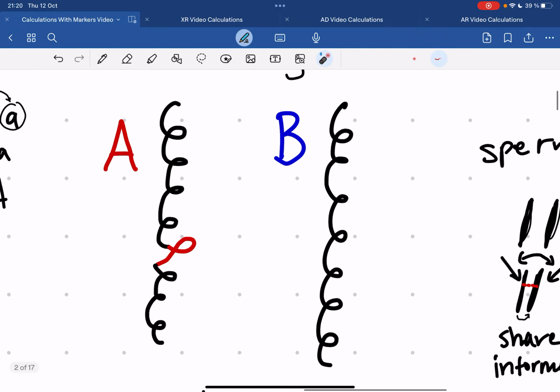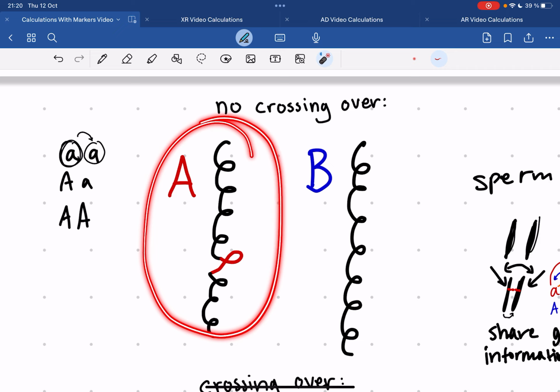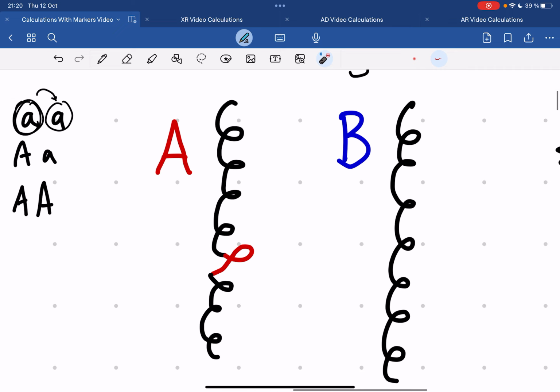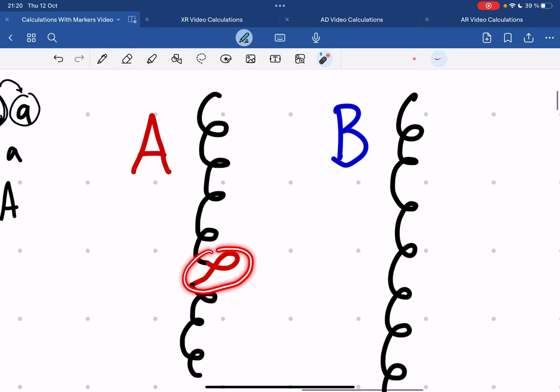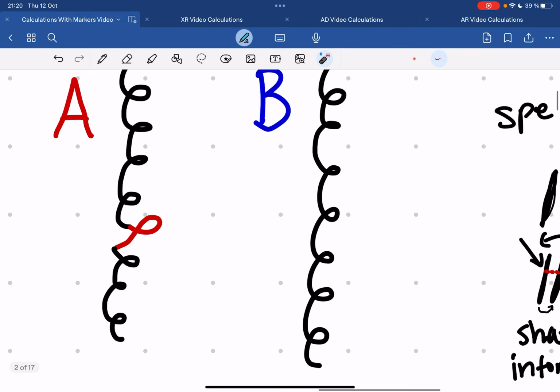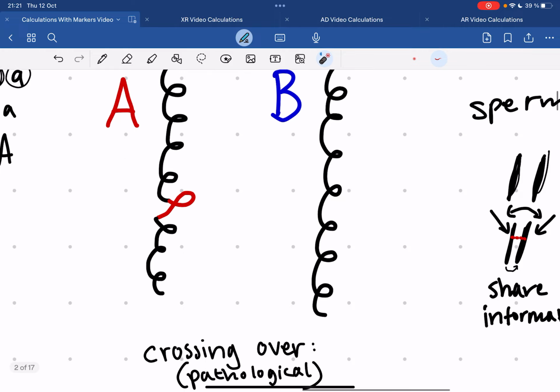So in our case here, for example, there is no crossing over occurring. So we have this pathological allele, I would say, or a horrible representation of it. We can see here that this little bit of information is the pathological allele. This would be a part of a chromosome. Here in B, it's a non-pathological allele because it isn't represented in red, and it goes accordingly.